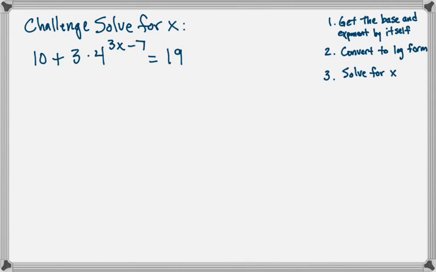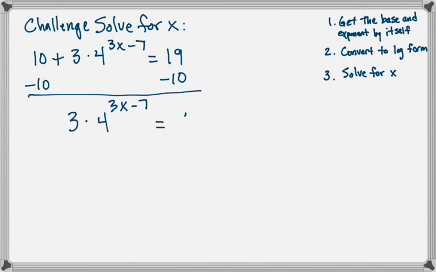So the first thing I want to do when I'm solving is add or subtract any common terms. So I'm actually going to subtract the 10 on both sides. And then that would give me 3 multiplied by 4 to the 3x minus 7 equals 9. And so that looks a little bit better. Got some like terms together. So I did any addition or subtraction not in the exponent.